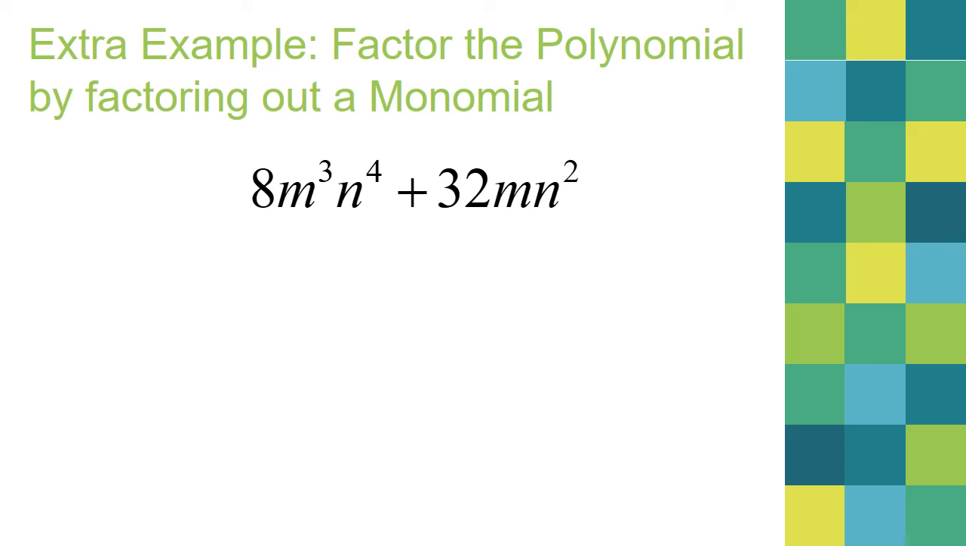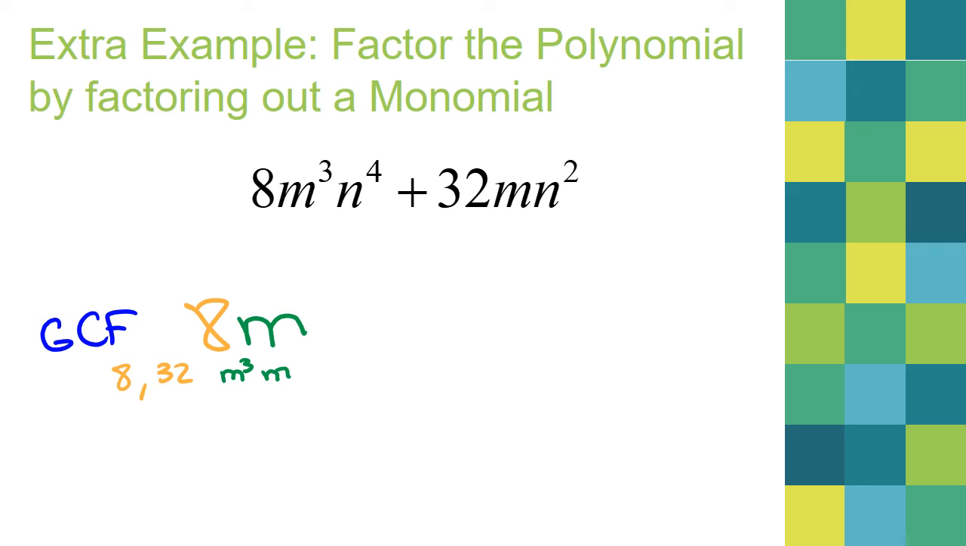First of all, I need to determine my GCF. I'm going to look at my numbers first. I have an 8 and a 32. Does 8 go into 32? It does, so that's going to be my number. Let's take a look at our letters. I have an m cubed and an m. That means the most I can take out is an m.